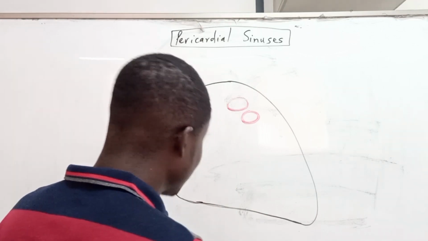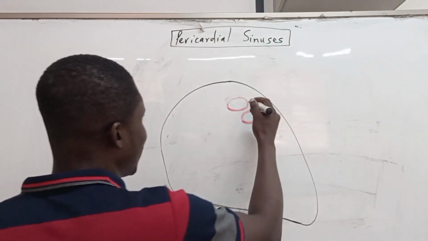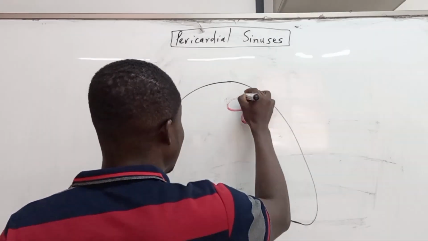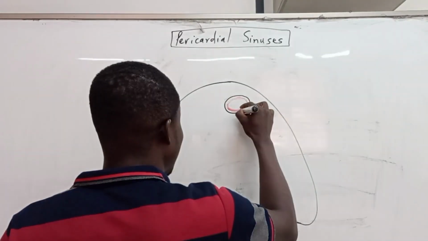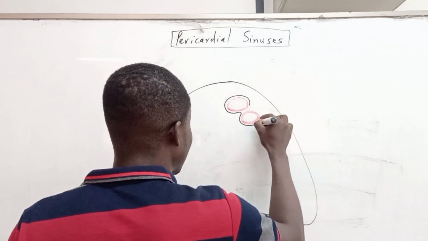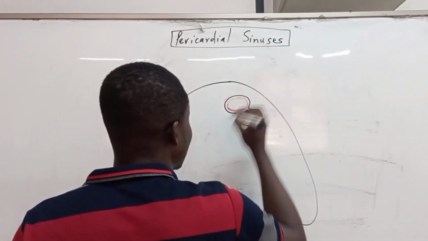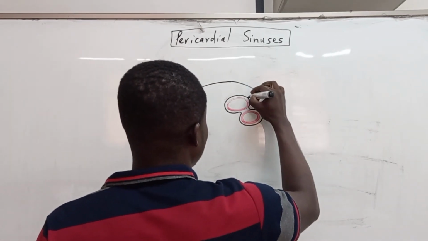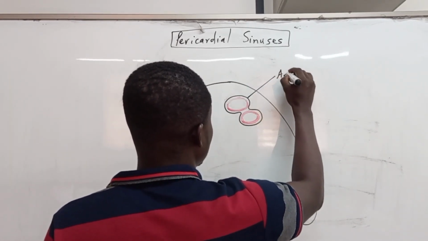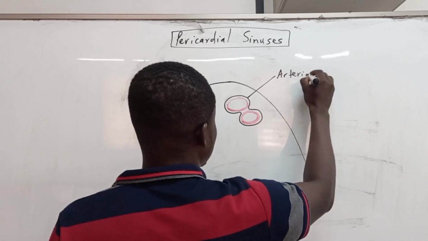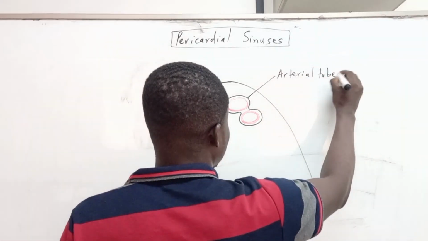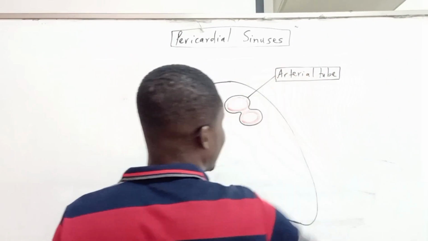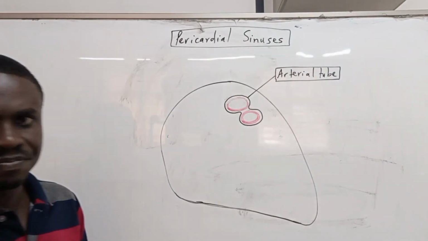Now, the pericardium is all around the heart, so because of these vessels, they will also be covered in this manner. Together, this is what I have. Let me call this the arterial tube, or arterial end of the heart tube. So that's the first thing.